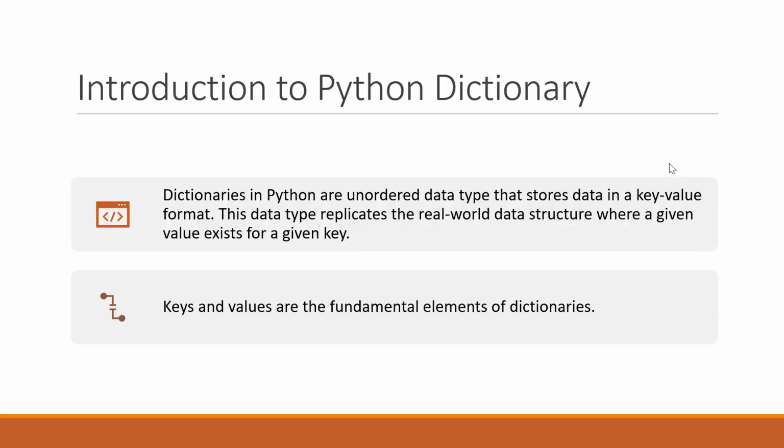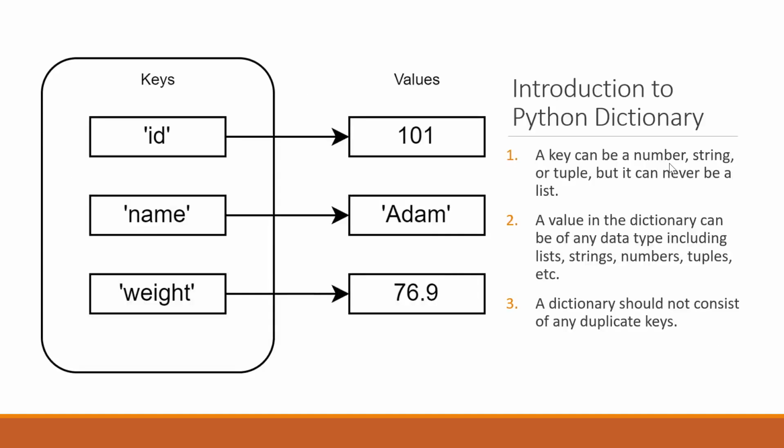So dictionaries in Python are another useful unordered data type that stores data in a key value format. Now this data type replicates the real world data structure where a given value exists for a given key. Now unlike sequence data types in Python like list and tuple, the data in a dictionary is stored in a key value pair. So keys and values are the fundamental elements of the dictionary. Now a key in dictionary is mapped to its corresponding value, making it more optimized. Moreover, dictionaries are mutable, which means we can modify the data of the dictionary even after it has been declared.